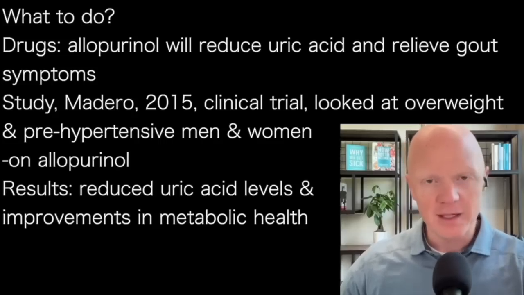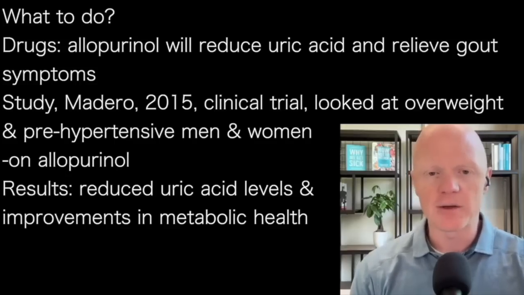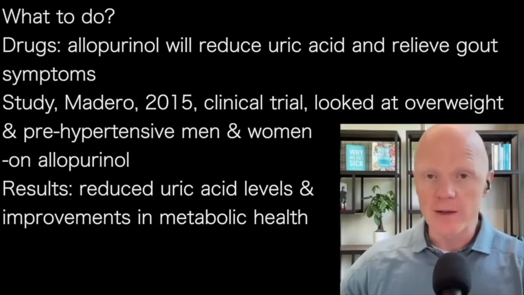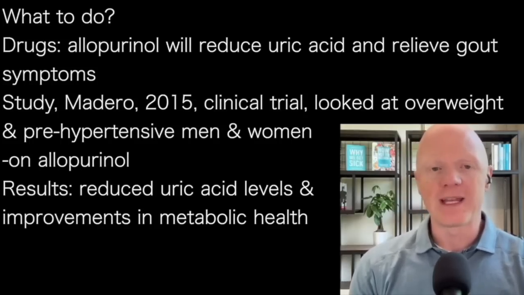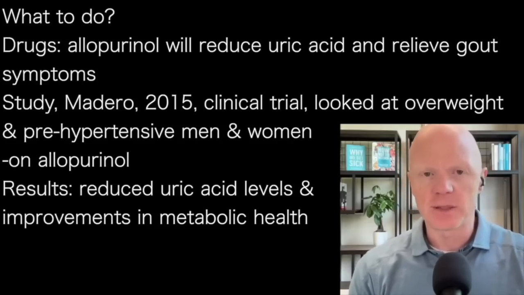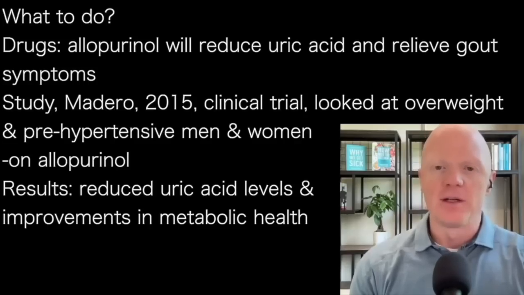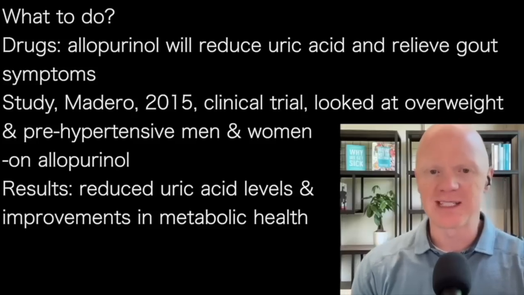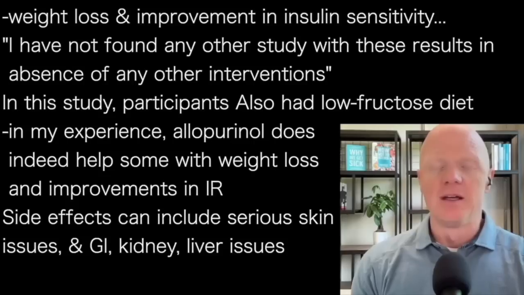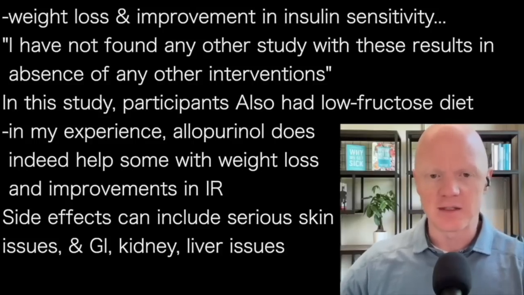But there are metabolic effects as well that are beneficial. So a study by Madero et al., 2015, published a clinical trial. So this is good. That's the highest quality of interventional research. And they looked at overweight and pre-hypertensive subjects. So these are men and women. And they put them on allopurinol. And they found that the allopurinol not only resulted in uric acid reductions, but also a significant improvement in metabolic health, including weight loss and improvements in insulin sensitivity. So all very, very good things.